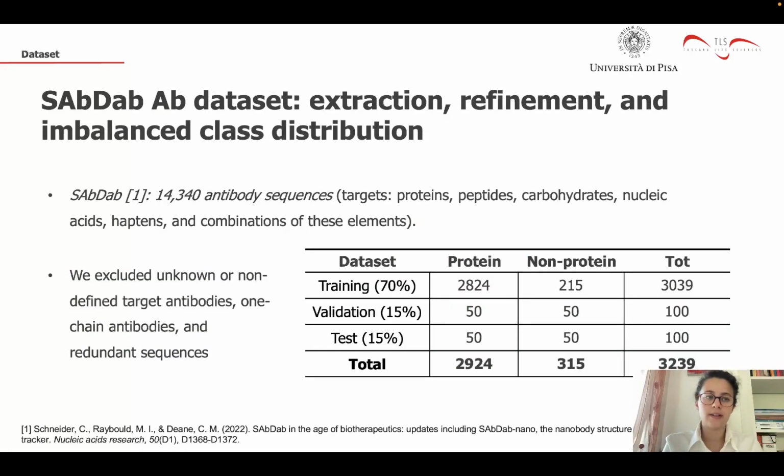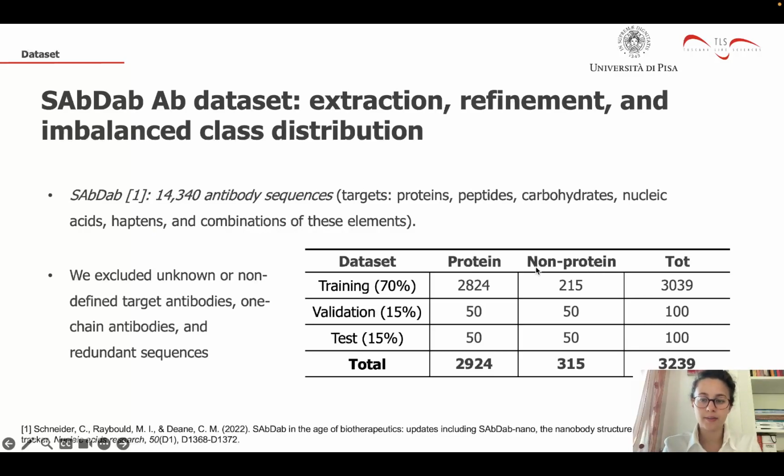Starting with the datasets, we used the SAbDab database, from which we extracted 50,000 sequences of antibodies that bind with different targets, so protein, carbohydrates, and so on. And we filtered this dataset, deleting redundant sequences, unknown and undefined targets, and nanobodies. The result is here in the total row, in which we have 3,200 sequences. Most of them are for the protein class and just 350 for the non-protein class.